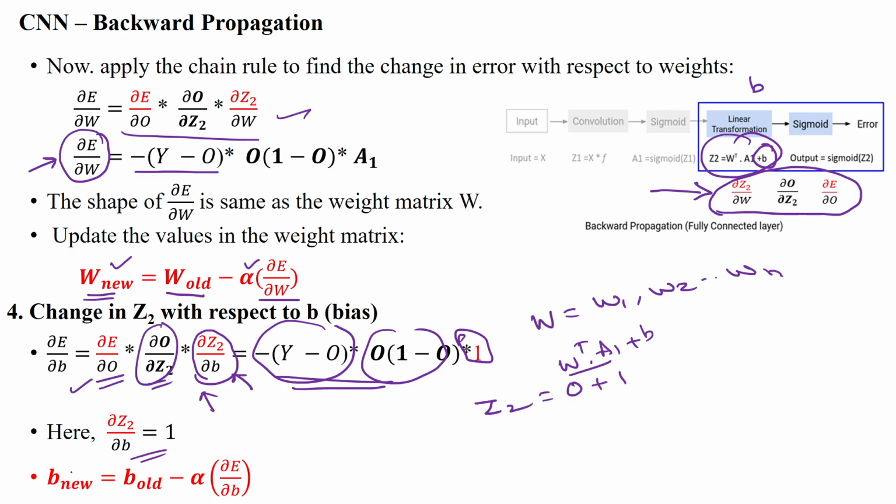So when you are updating the bias values, the new bias equals the old bias value minus alpha, the learning rate, times dou E divided by dou b. Now we have completed everything up to the fully connected layer. Still we have the convolution layer, so that we will see now.